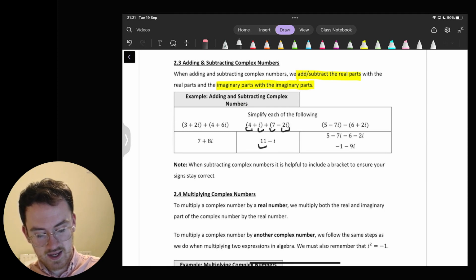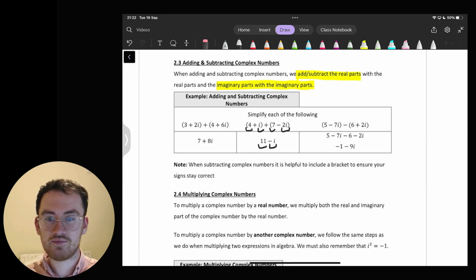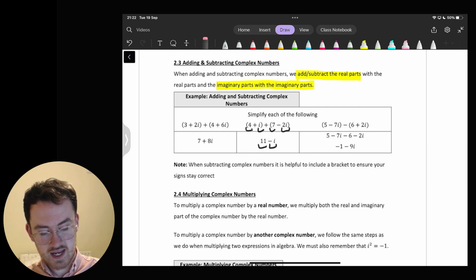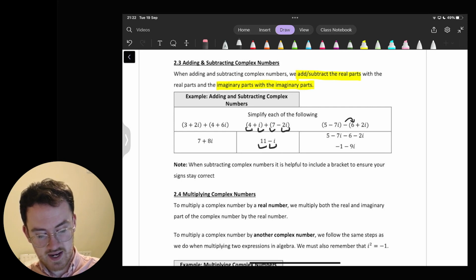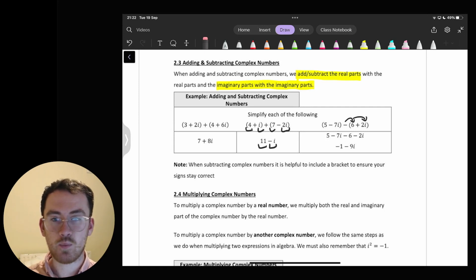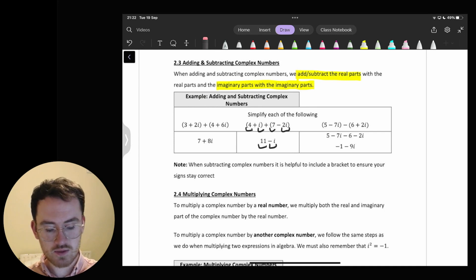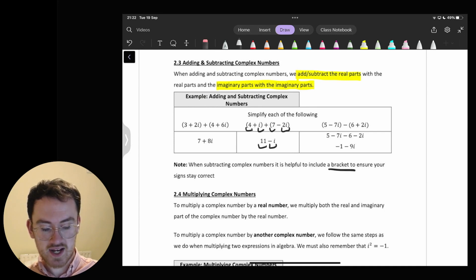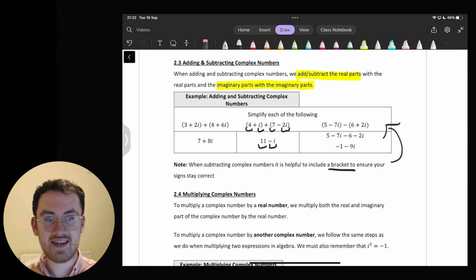I take away i gives me a minus i there. Okay, only thing to watch out for with this last one is that you distribute that negative sign across to get minus 6 minus 2i. But then otherwise, following through in the same way. And if we're subtracting by a complex number, what I've said here is including a bracket is helpful, and we can see here why that is.